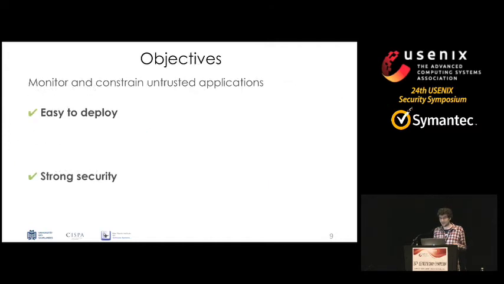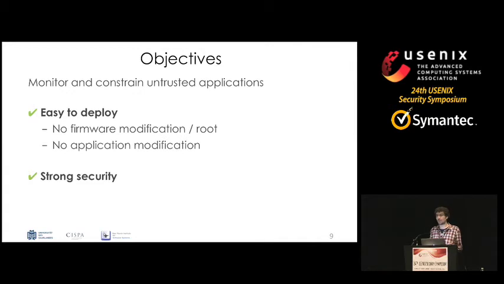More precisely, we are going for monitoring and constraining the capabilities of untrusted applications. And with easy to deploy, we mean we don't want to modify the firmware and we don't want to require root privileges. Further, we also want to refrain from modifying other applications, like inline reference monitors do. Further, we want to have a protected reference monitor, so a reference monitor that resides behind some kind of boundary, such as a process boundary.